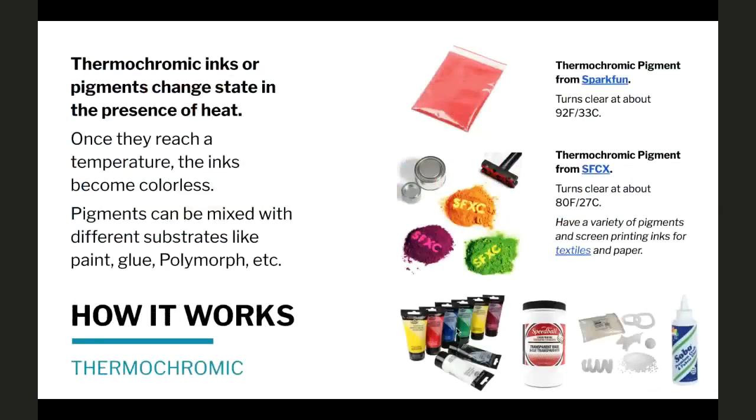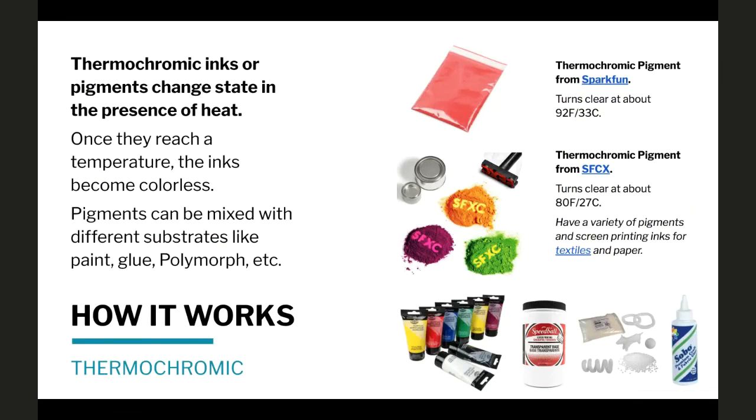So thermochromic inks are pigments that change state in the presence of heat. You can also get hydrochromic inks that change state in the presence of water. There are many different pigments that will experience a state change based on changes in the environment. If you're interested in this, you should take a fun internet black hole deep dive into the different types of pigments that are available.